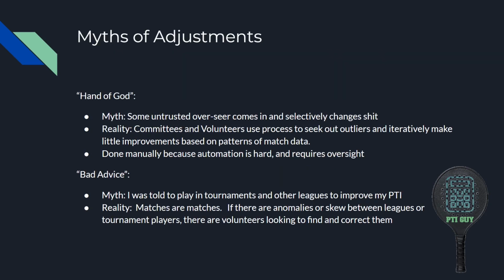Let's address some myths about PTI system adjustments. The first myth is that some hand of God or untrusted overseer comes in and selectively changes things. The reality is that PTI committees and volunteers use defined processes to seek out outliers and iteratively make little improvements based on patterns of match data. This process is done manually because, one, automation is hard, and two, manual oversight is always smart when we're dealing with people. The reality is this is bad advice. Matches are matches. If there are anomalies or skew between leagues and or tournament players, there are volunteers out there looking to find these anomalies and correct them.